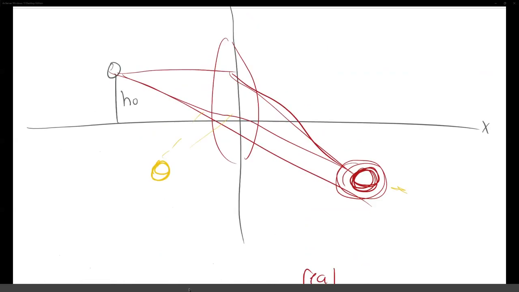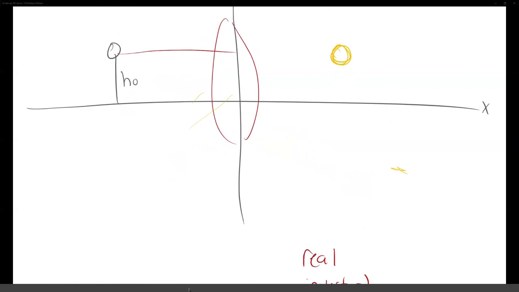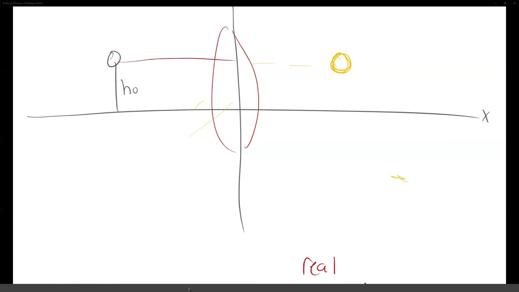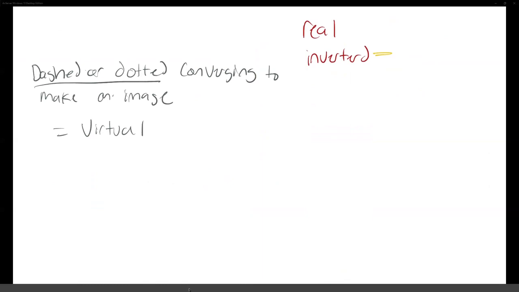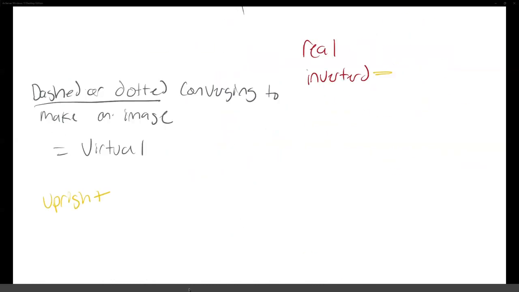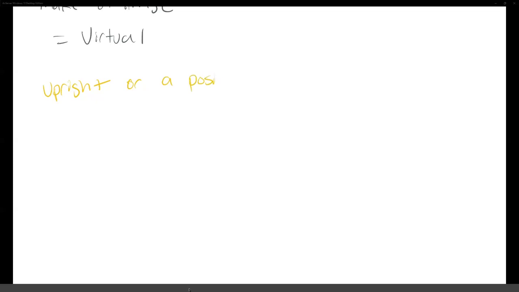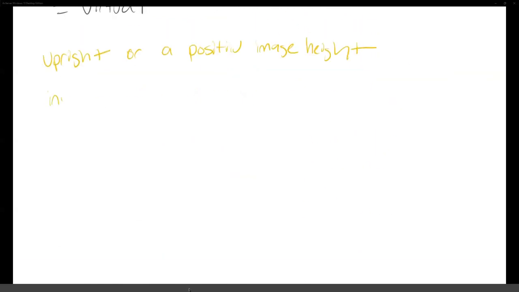So another thing, let's get rid of all this stuff because it's getting confusing. If the image was up here, but it's dashed lines going to it, just to reinforce that, this one would be virtual and it would be upright. So the way you tell between inverted and upright: if we call this the x-axis, above the x-axis is going to be upright, a positive image height. Whereas if it's below here, negative image height, it's going to be inverted. So inverted, negative image height.